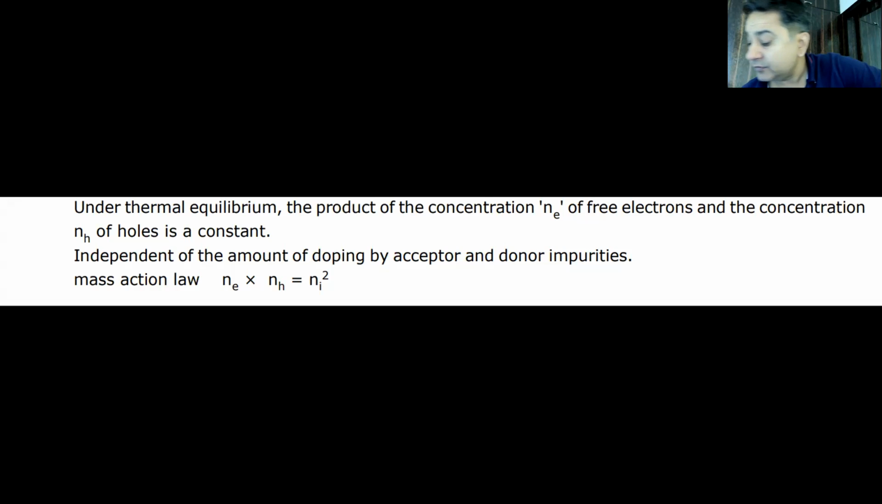Under thermal equilibrium, the concentration of free electrons and the concentration of holes, Ne and NH, if you take the product, that is a constant. Ne into NH is equal to Ni square, which is a constant. Just remember this. Do we understand this? This is the only thing that you have to remember in the entire law. You might get a question straight away from this chapter, from this topic. Please remember this.